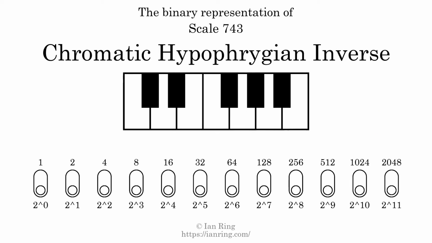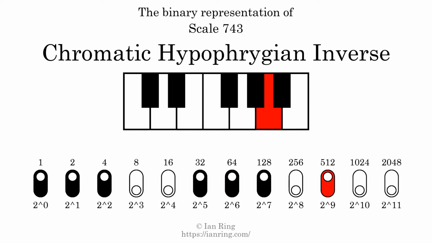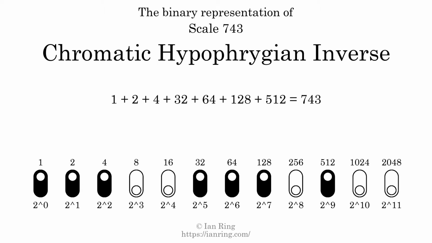The binary representation of this scale is determined by mapping tones of the scale to binary digits. Each binary digit represents a power of 2. To get the scale number, we add the powers of 2 together. The powers of 2 that are present in the scale, all added together, equals 743. That is why the scale number, in decimal, is 743.